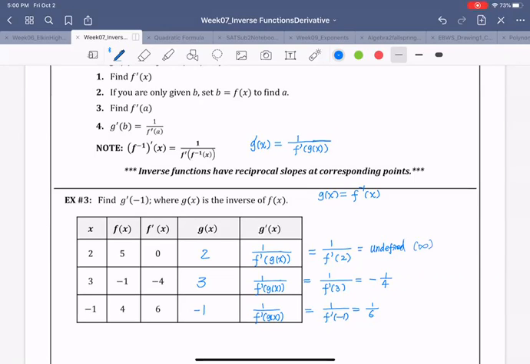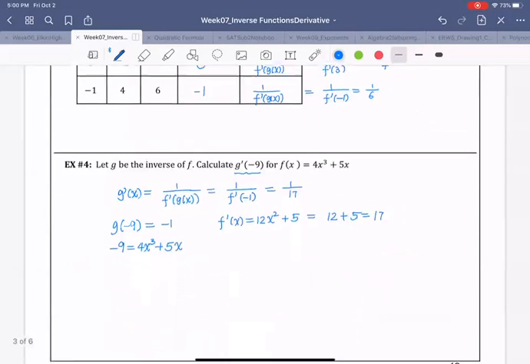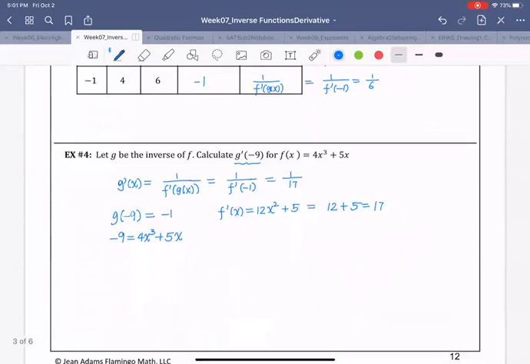That's 1 over f prime of g of x, where g of x is -1. f prime of that is 6. Same answer, 1 over 6. Makes sense now? Yeah, only the flipping over part. That makes sense. All right.